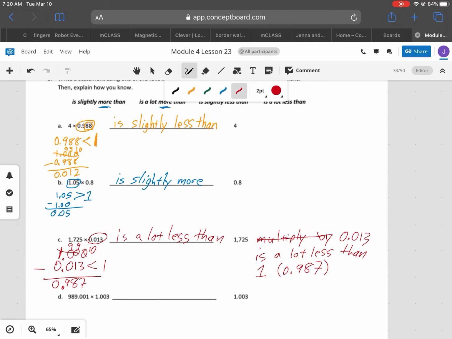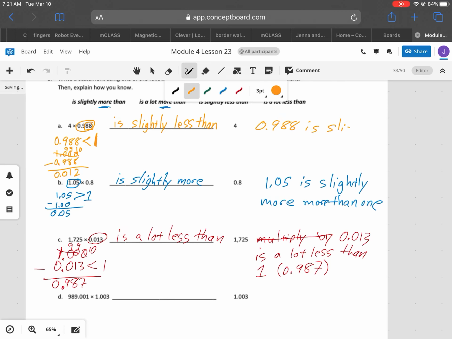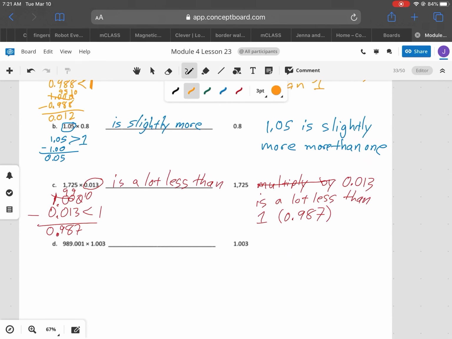All right, I'm not doing my explanations with words. I'm using numbers to explain. So let's go back and do that. 1 and 5 hundredths is slightly more than 1. Okay, so I'm basically talking about the scaling factor, and again, right here we have 988 thousandths is slightly less than 1. So we're comparing it to 1. Remember that we're comparing it to 1, and that's what's going to make the difference.